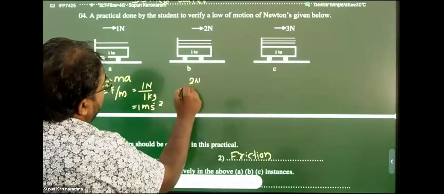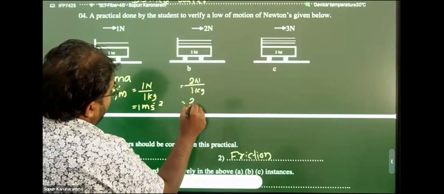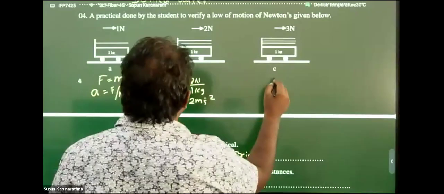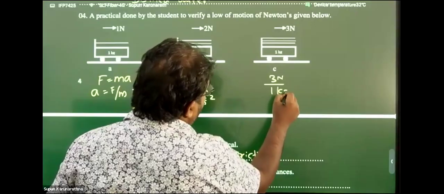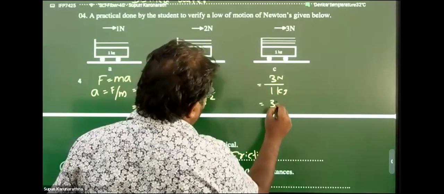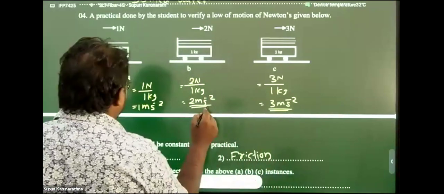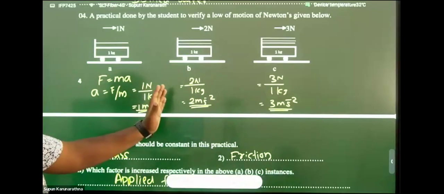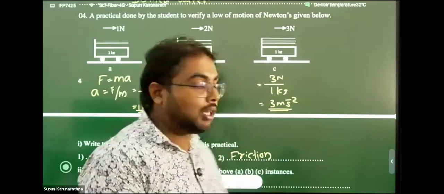2 Newton divided by 1 kilogram. So what is it? It's also 2 ms minus 2. And the third one, 3 Newton divided by 1 kilogram, it's also 3 ms minus 2. Right? You can see that. What is the reason? In each of the instances the acceleration value goes up.